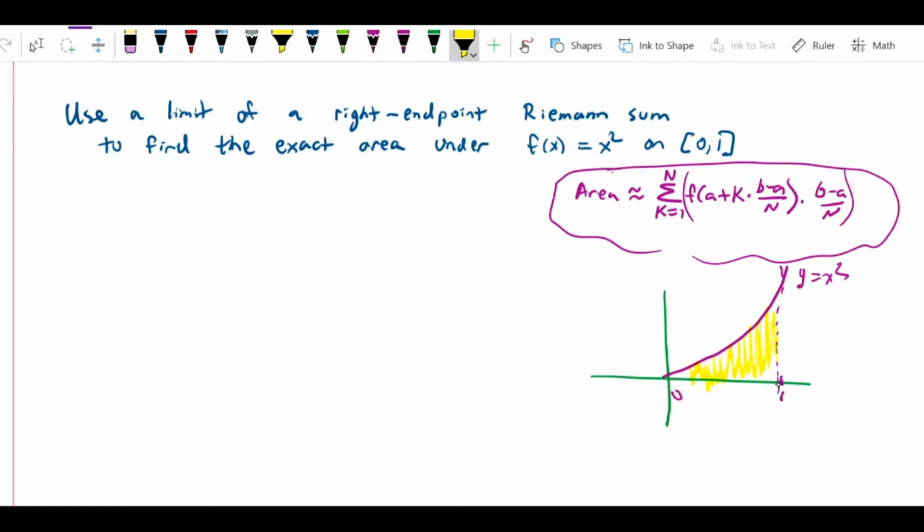So let's write out the formula for the right endpoint approximation, or the right endpoint Riemann sum with n rectangles. In order to apply this formula, we need to know what f is, what a is, and what b is. So we can write that out. f of x is just given in the problem. It's just x squared. A is equal to the beginning of the interval, which is 0. B is equal to 1.